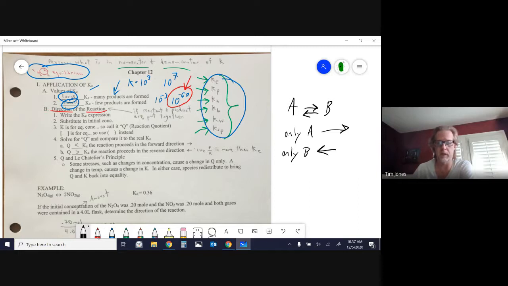And then there's the complicated situation. What if we have both A and B? In other words, we have a handful of A, we have a handful of B, and we throw them in together. Well, we need a way to figure out which way is this going to go, or by random chance, is it already at equilibrium? So that's what this section's about.